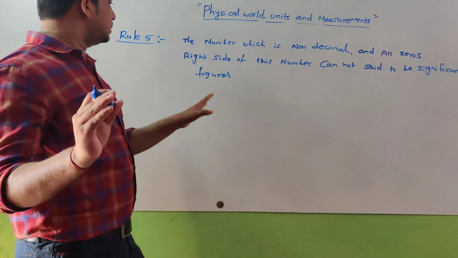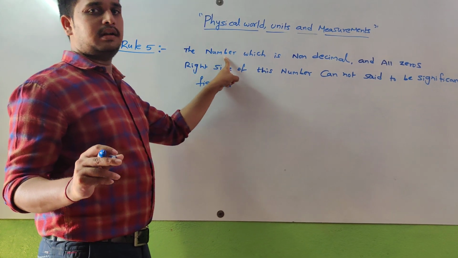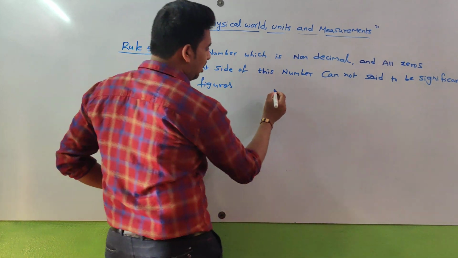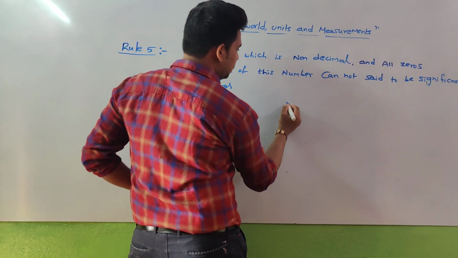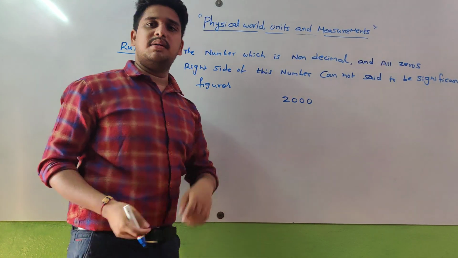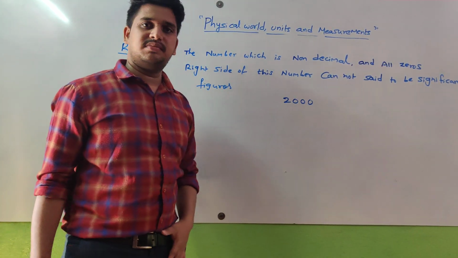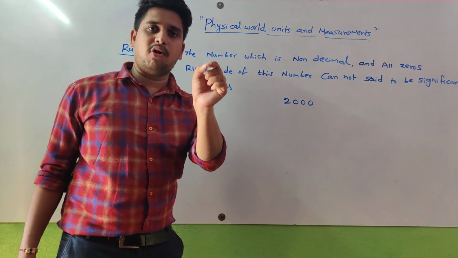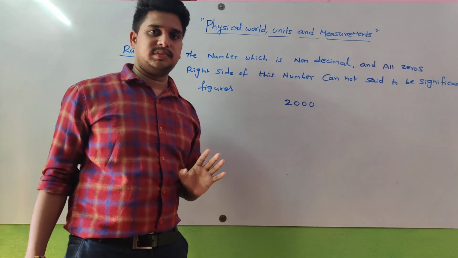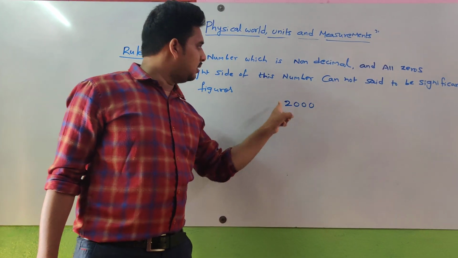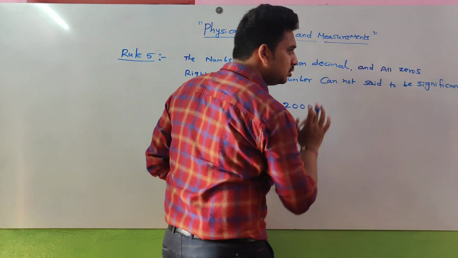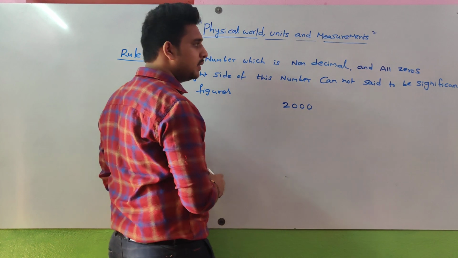Don't get confused, I'll discuss the number which is non-decimal. Number which is non-decimal means 2000. Is this a non-decimal number or not? There is no point here. If any number contains a point, then that is a decimal number. Here there is no point. That's why this number is called a non-decimal number. So 2000 is a non-decimal number.